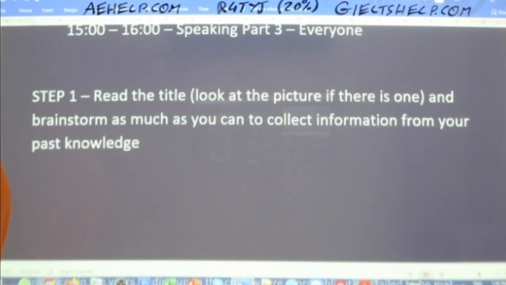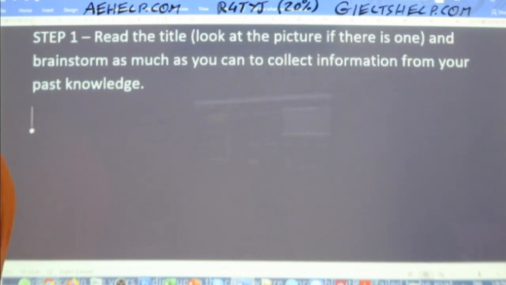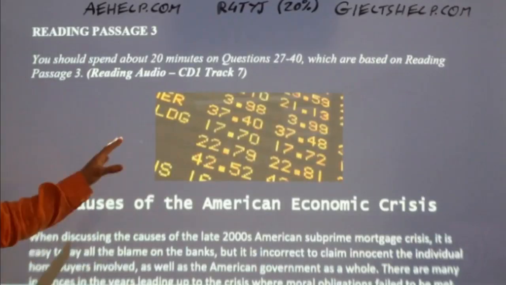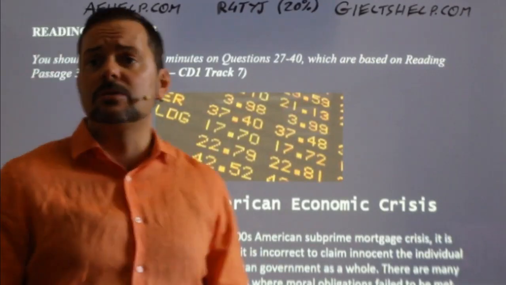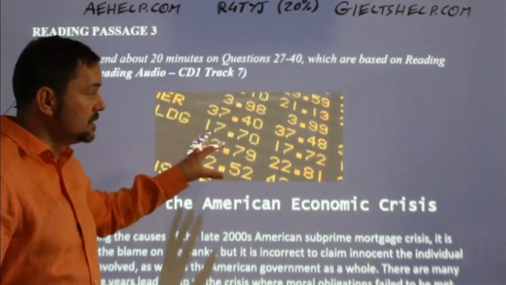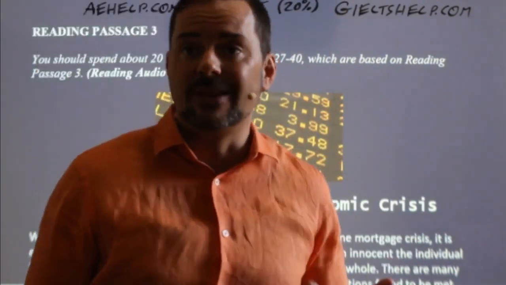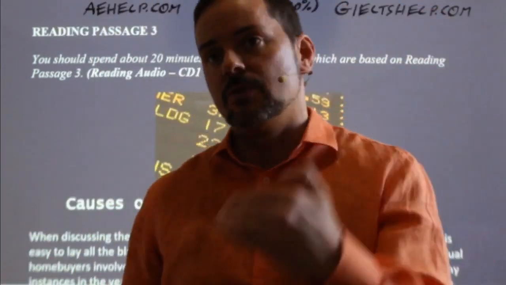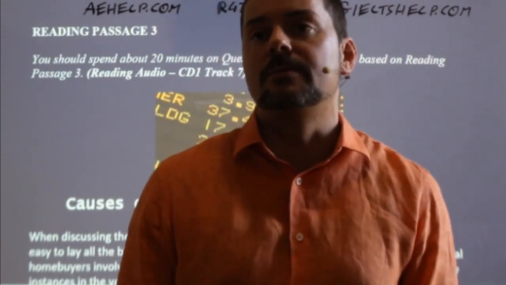So here we have the title, Causes of the American Economic Crisis. Okay, so when you think about this and you look at the picture, does it help you here, students? What comes to mind? Okay, so Tito says something about the stock exchange. Yeah, the economy and the stock market are closely connected, right? The stock market is a reflection, Tito, of the economic state. So if the stock market is crashing, if it's going down, then obviously the economy is suffering.